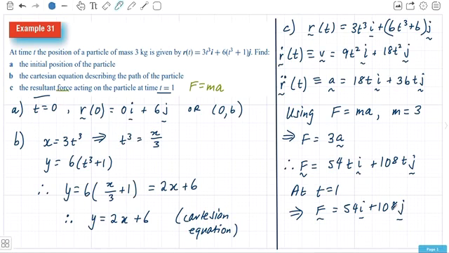And here we're just asked for the force, so I'm just going to give that. If you were asked for the magnitude of the force, it would be a matter of finding the square root of 54 squared plus 108 squared. But for the resultant force, we can give that as a vector. So 54i plus 108j. And so that's using F equals ma, and remembering to differentiate to find your velocity and acceleration vectors so that you can find acceleration to put into that formula.